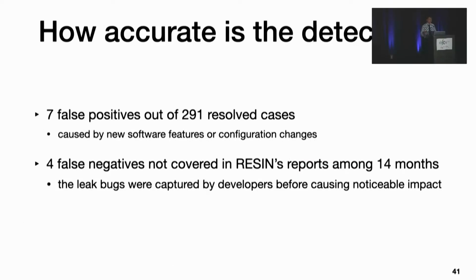During the evaluated period, RESIN incurred 7 false positives out of 291 resolved cases, mostly due to developers adding a new memory-consuming feature or configuration change. It missed only 4 cases, in which developers detected them faster by manually monitoring the cluster after adding code changes.